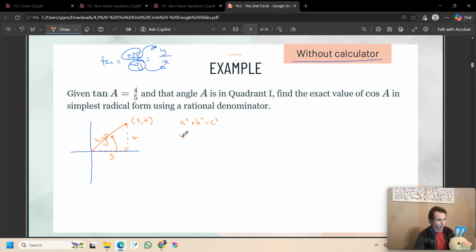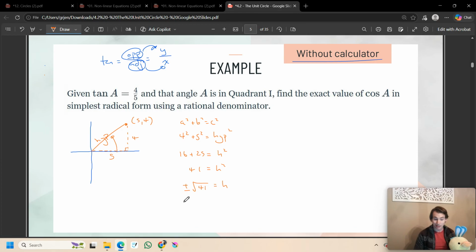So then you've got 4 squared plus 5 squared equals the hypotenuse squared. And 4 squared is 16, 5 squared is 25, equals h squared. Call it h, not hypotenuse. And then 41 equals h squared, and plus or minus root 41 is equal to h.